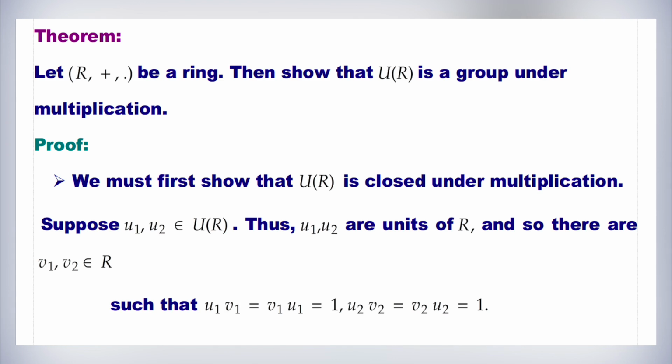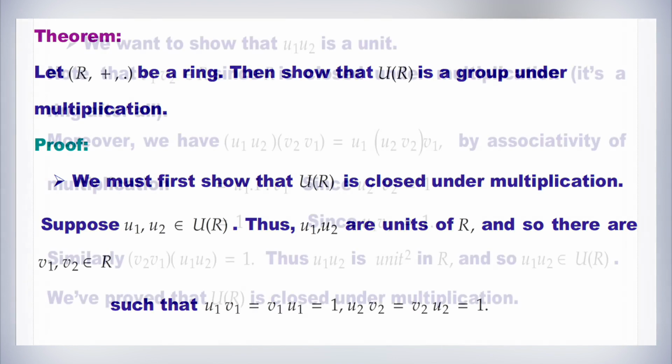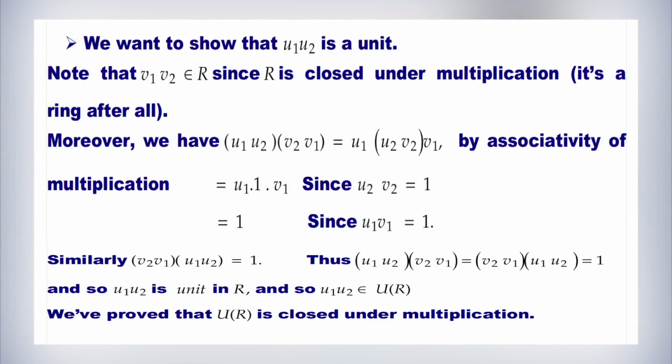Suppose u1 and u2 belong to U(R). Since u1 and u2 are units of R, there are v1 and v2 also in R such that u1 v1 = v1 u1 = 1 and u2 v2 = v2 u2 = 1. We want to show that u1 u2 is a unit. Note that v1 v2 belongs to R, since R is closed under multiplication, it is a ring after all.